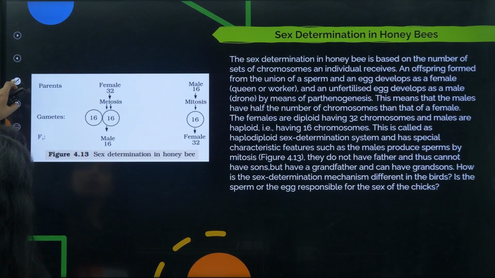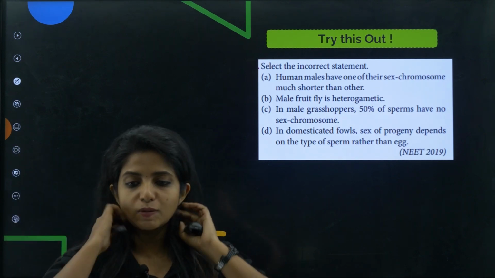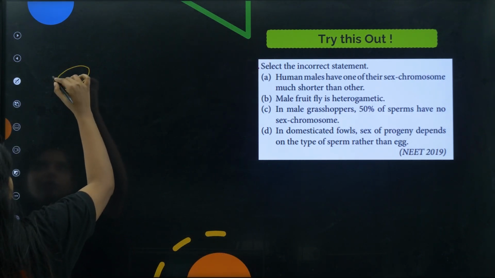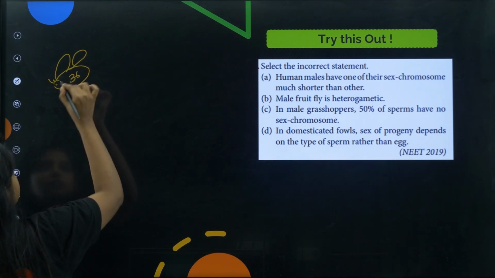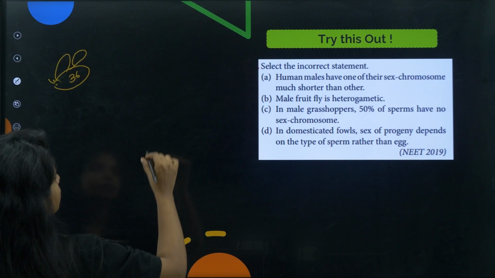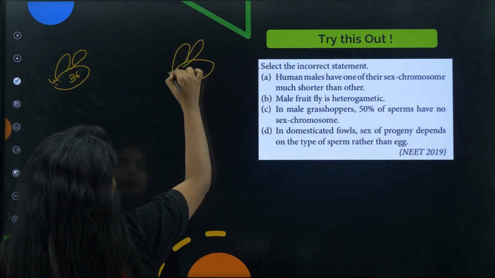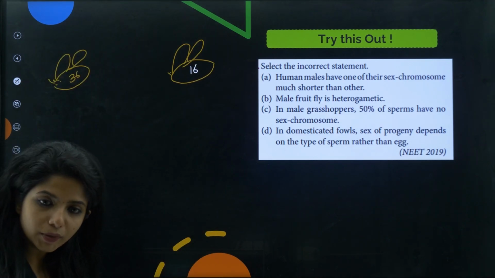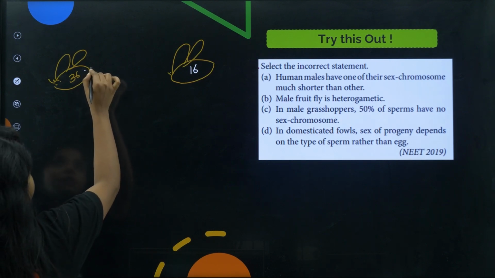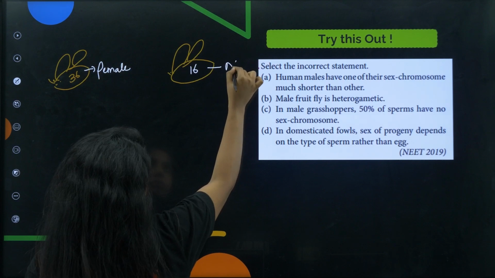Now, sex determination in honeybees. That is something different. In honeybees, the story is actually very different, so let me try to explain it. Just imagine there is a honeybee, and this honeybee has 36 chromosomes. Over here, there's another honeybee, and this honeybee has 16 chromosomes. This is the female one, and this is the male one.